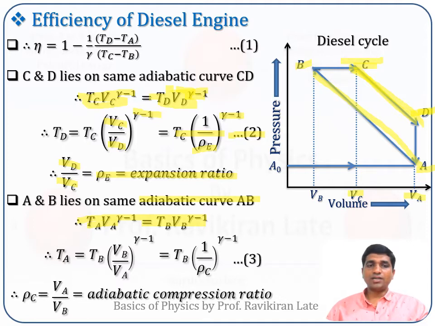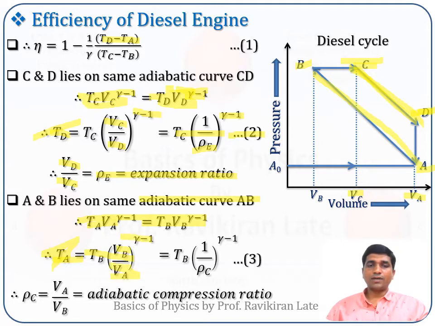Why are we interested in TD and TA? Because if you look at the numerator, it is TD and TA. So we are interested to find out the value of TD and TA. In equation number 2, we have found the value of TD. Now we will be finding out the value of TA. If I rearrange this equation, then we can get TB into VB upon VA raised to gamma minus 1.